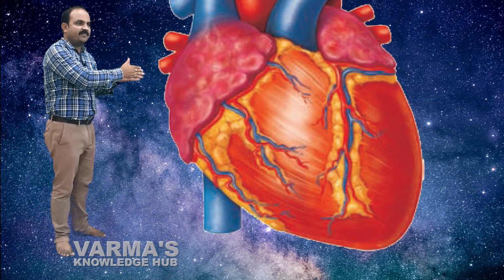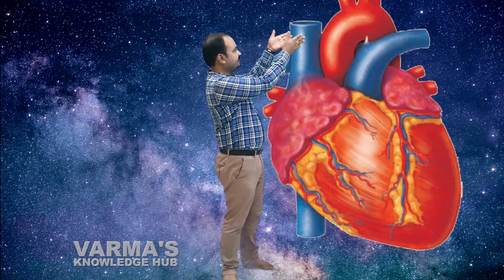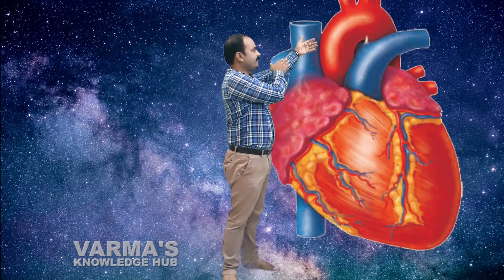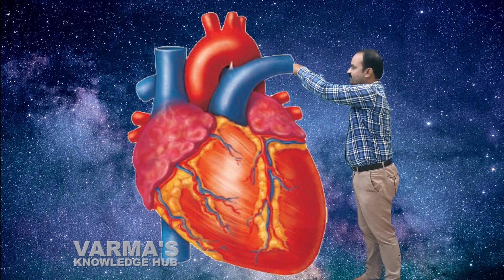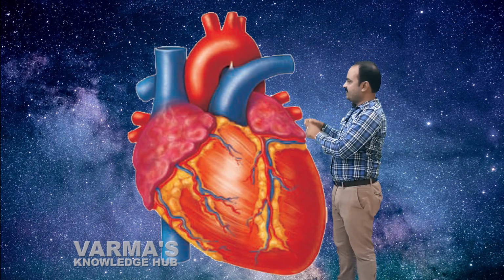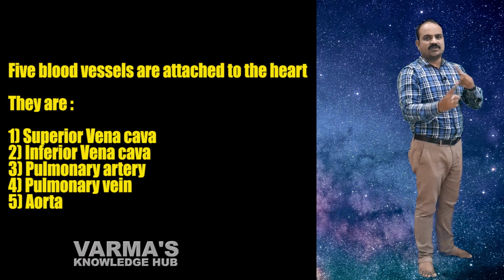Coronary vessels are the blood vessels that supply blood to the muscles of the heart. Let us see how many blood vessels are attached to the heart. Shall we see? This is one. This is another one. This is another one. This is the next one. And finally, this is another blood vessel. How many blood vessels are attached to the heart? 5 blood vessels are attached to the heart. Some of them bring blood to the heart and some of them take blood away from the heart.